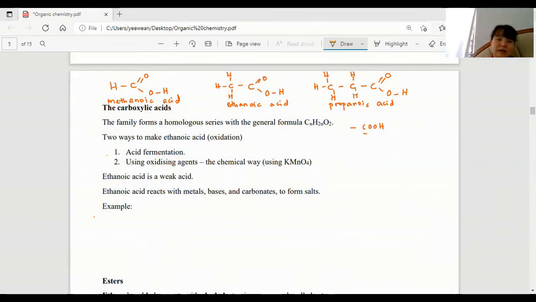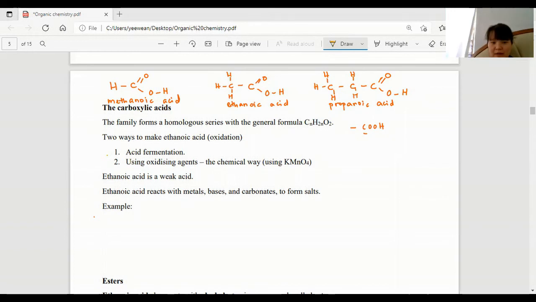So when ethanol is left standing in air, bacteria will bring about its oxidation, and this produces ethanoic acid. That is called acid fermentation. And that's how we make vinegar for cooking. And there's another way to make ethanoic acid. The other way, of course, is the chemical way.